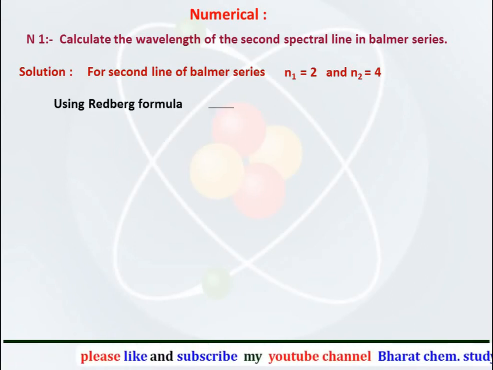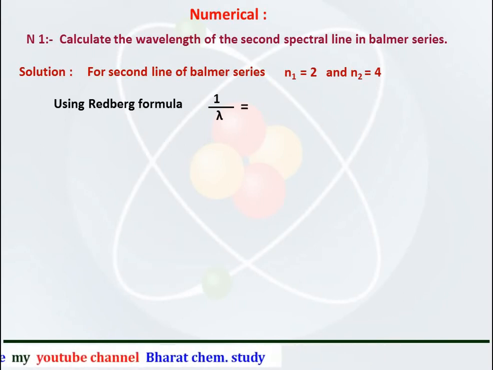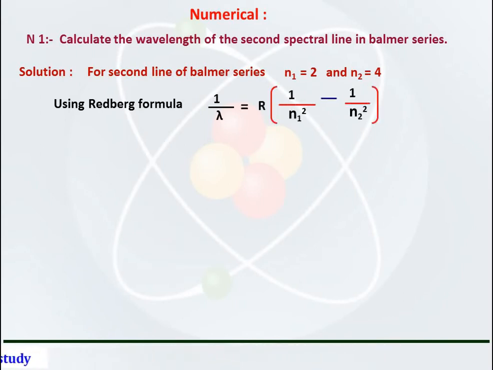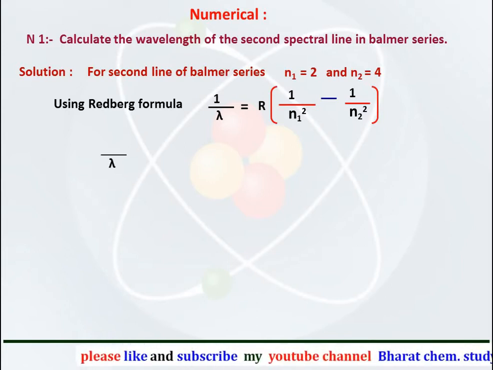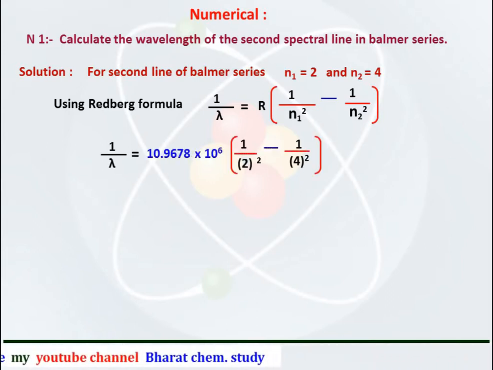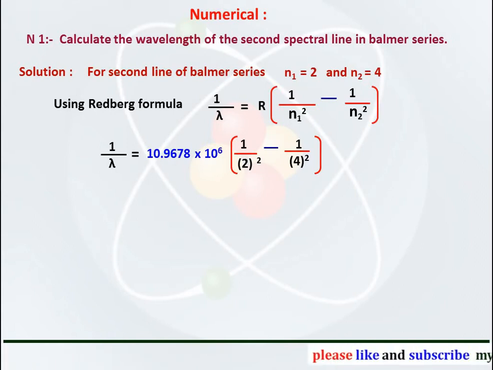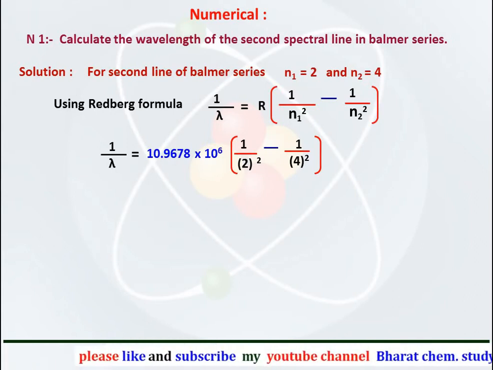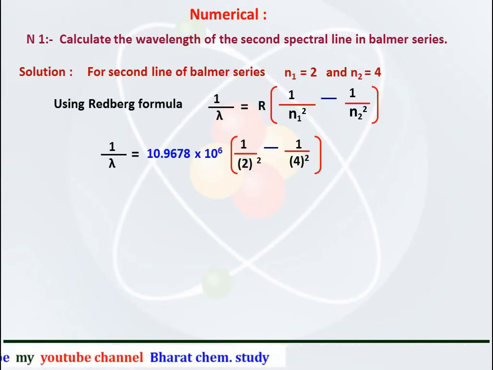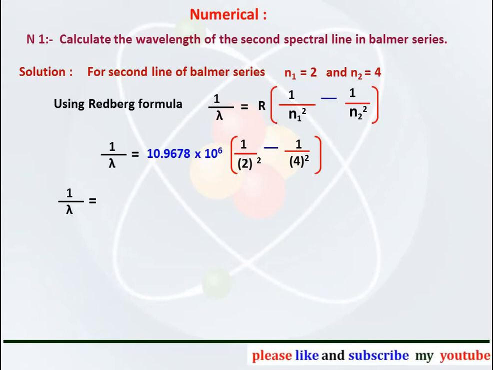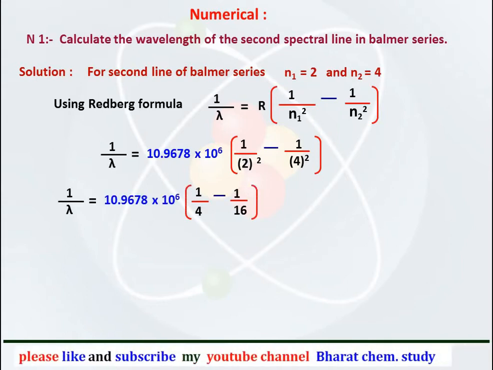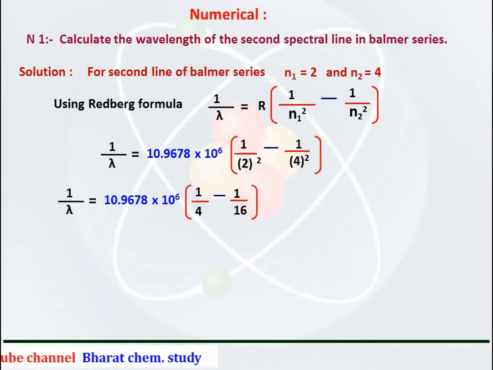Now using Rydberg formula, 1/λ = R (1/n1² − 1/n2²). So on putting the values, here we are using 10.9678 × 10^6, the value for Rydberg constant, because we want our answer to come directly in meters. So on putting the values, 1/λ comes to be 10.9678 × 10^6 × (1/4 − 1/16).